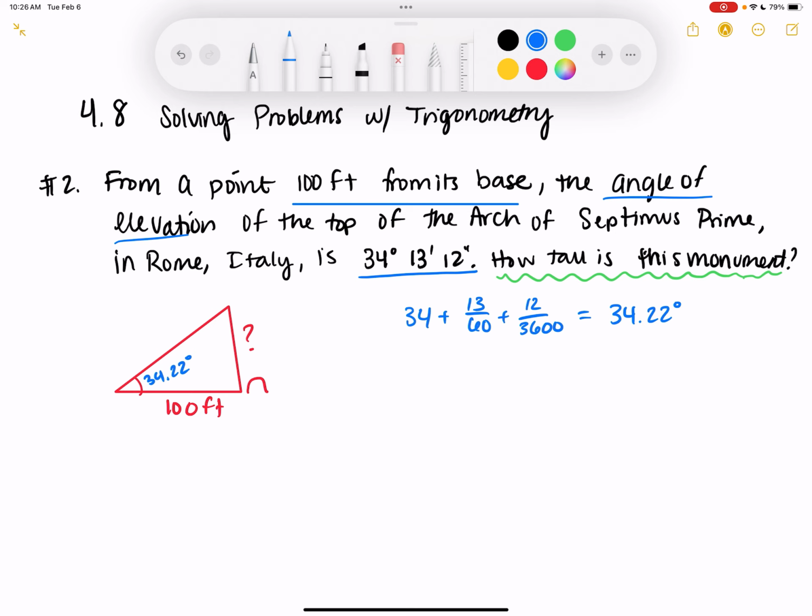Now, I need a trig function that relates the angle that I have and the other two sides. What might that be? Tangent. I need to use the stuff that I have. Oh, gotcha. I was going to say tangent, but I was lagging and didn't say anything. So the tangent of 34.22, make sure you get your calculator back in degree mode if you're in radian mode from the other day, equals opposite, so x over adjacent 100. So x equals 100 tangent of 34.22.